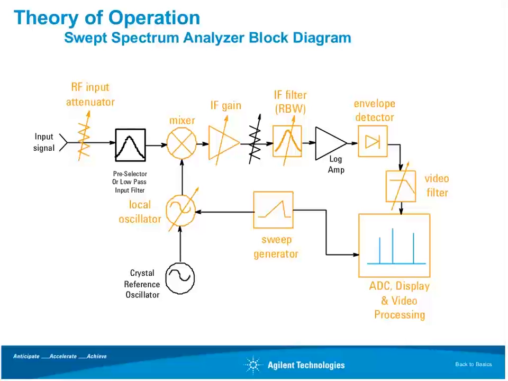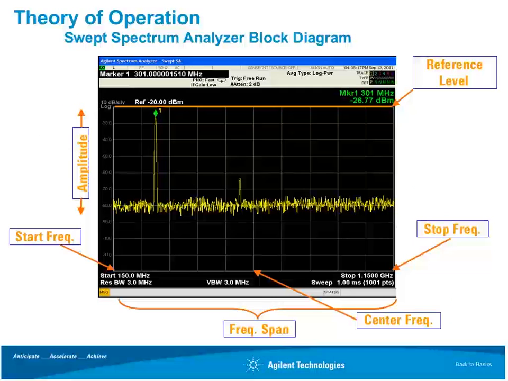At that point, we then go through log amplification, since the typical display would have a log amplitude display. And then we go through some detection through the envelope detector and some video filtering, and eventually that drives the vertical component of the display. Now, the horizontal component is driven by the sweep generator, which also controls the LO, so that determines what our start and stop frequencies are.